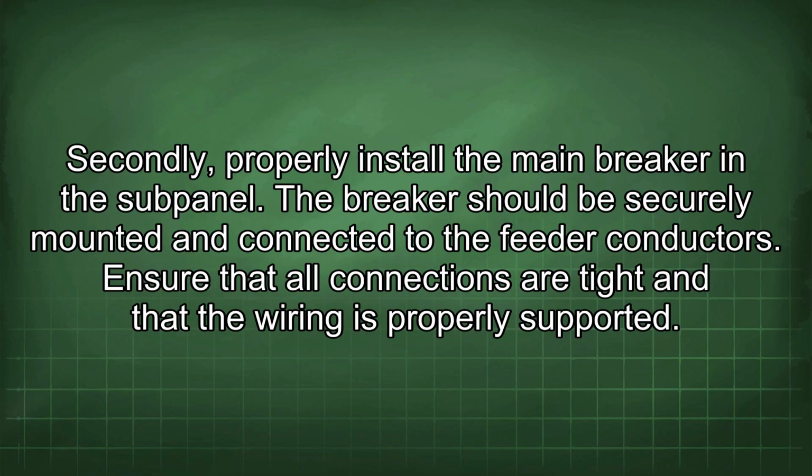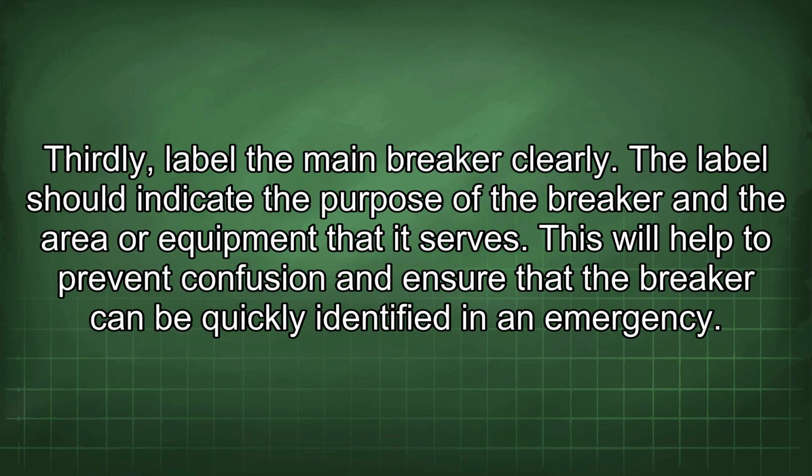Secondly, properly install the main breaker in the subpanel. The breaker should be securely mounted and connected to the feeder conductors. Ensure that all connections are tight and that the wiring is properly supported. Thirdly, label the main breaker clearly. The label should indicate the purpose of the breaker and the area or equipment that it serves. This will help to prevent confusion and ensure that the breaker can be quickly identified in an emergency.